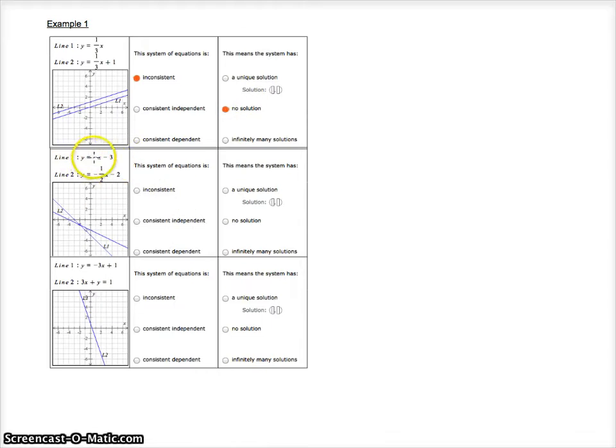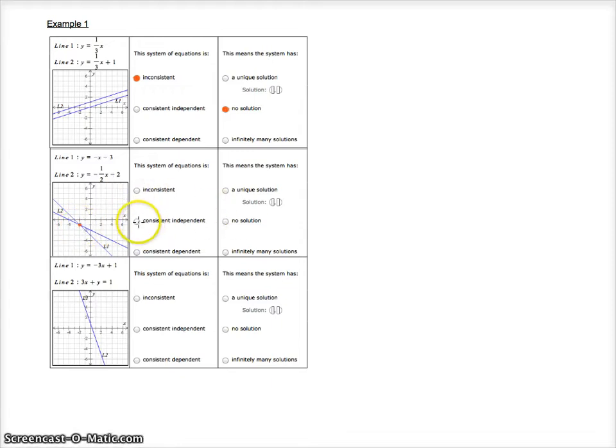Let's look at this example. I have 1/2 x minus 3 and negative x minus 3, negative 1/2 x minus 2. And they cross right in here. That's the point they cross at. So that's going to be negative 2, negative 1.